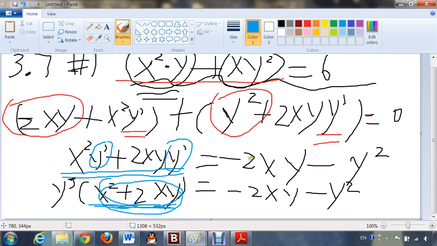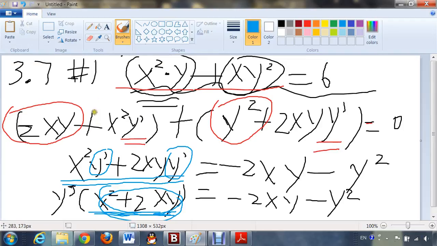So that's how you solve for implicit differentiation. When you're taking a derivative, you're using the chain rule. But then after you take the derivative, you just try to isolate y prime to solve for y prime. So now let's do another example.